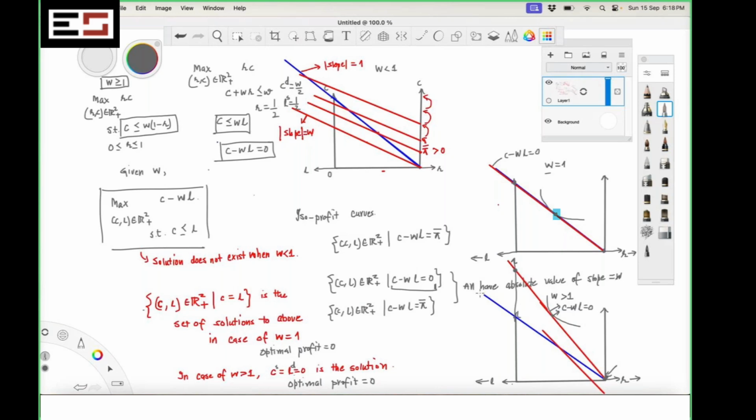Have you all understood this? When W is equal to 1. And this is the point which is also Pareto efficient, because this is exactly the point where L is half, C is 1 by 2, and R is also half. That's the efficient point. Is this clear? So that's your competitive equilibrium.